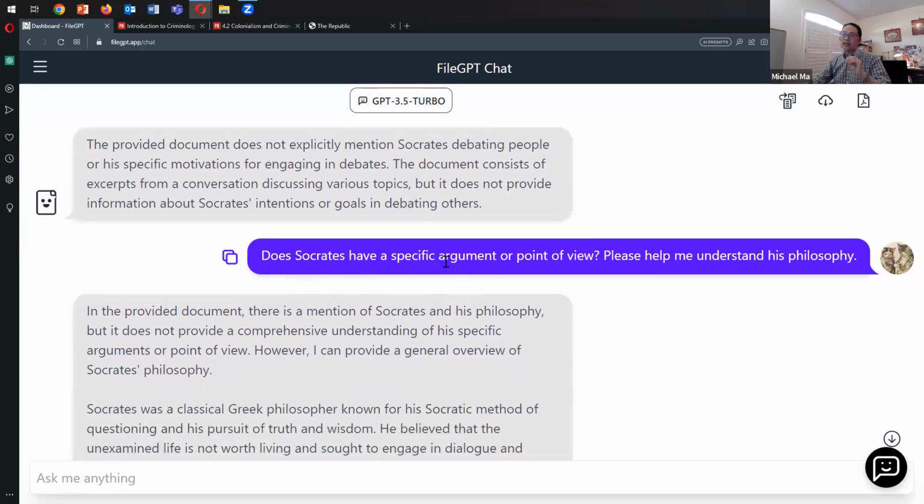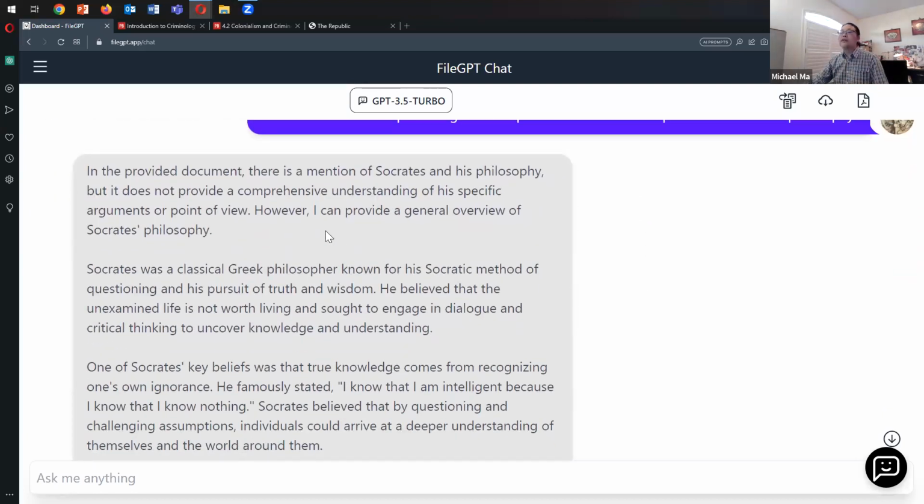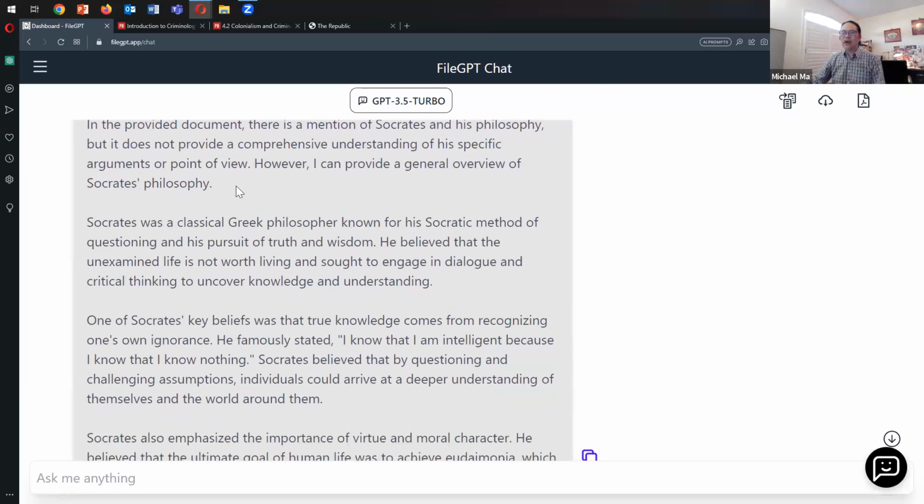So I write, does Socrates have a specific argument or point of view? Please help me understand his philosophy. So it says, okay, there's mention of Socrates and his philosophy, but it doesn't provide a comprehensive understanding of his specific arguments and point of view. But I can provide a general overview of Socrates' philosophy. Okay, so I'll stop there for a second. I think there's a failure here in understanding that these are Socratic dialogues, very self-reflexive, very rhetorical, and sometimes highly charged debates between real people, but also perhaps somewhat fictionalized by Plato. It's unclear.